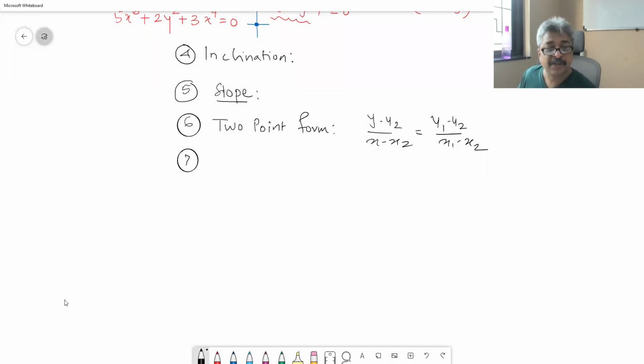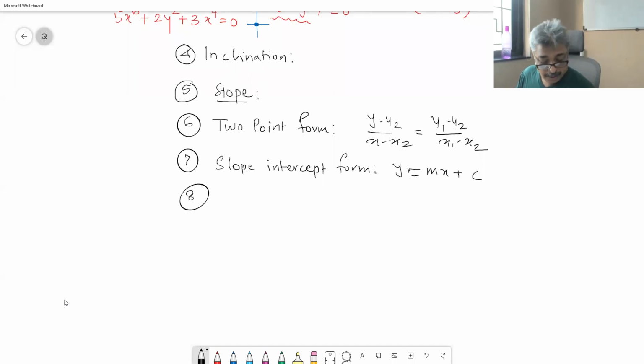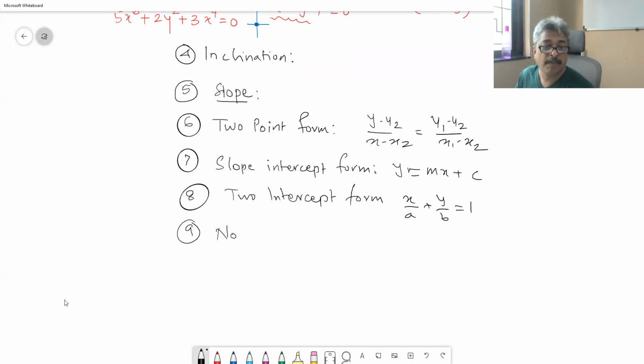Two-point form, then slope-intercept form: y is equal to mx plus c. Then the two-intercept form: x upon a plus y upon b is equal to 1, where a and b are the intercepts on the x-axis and y-axis. Then the normal form.